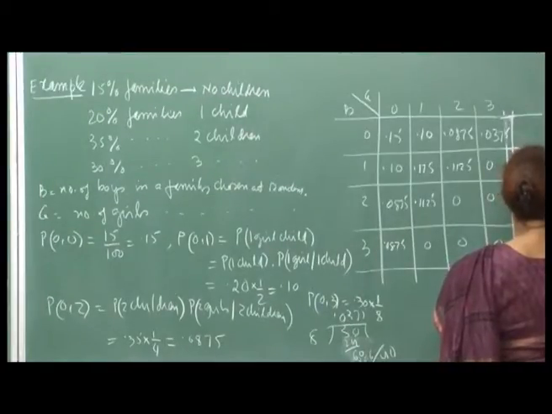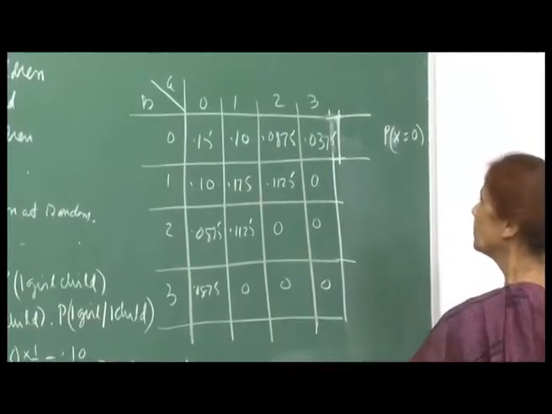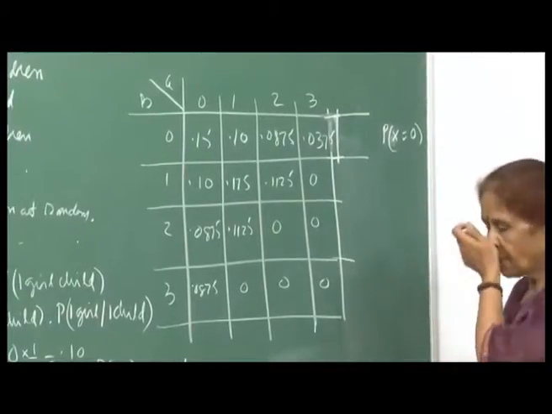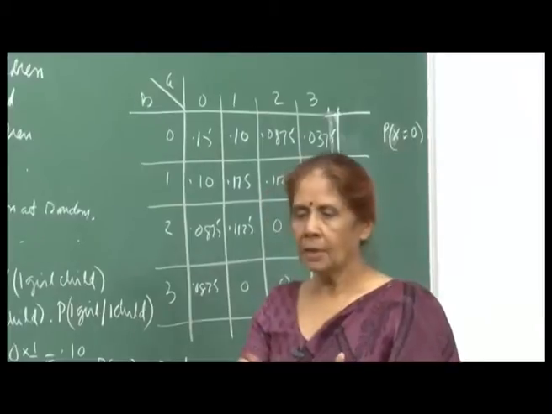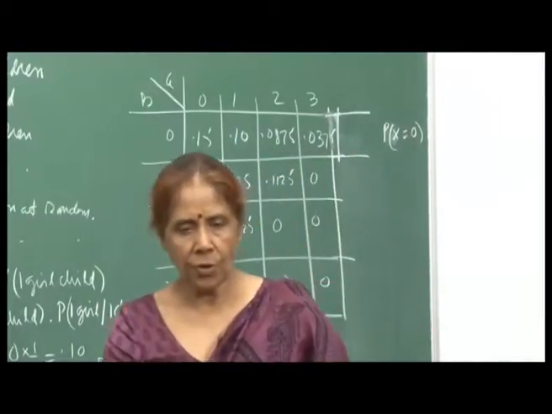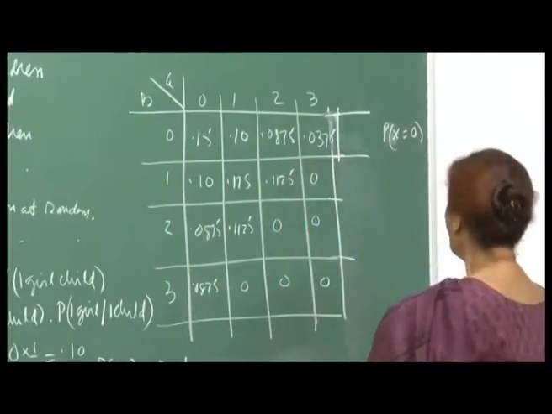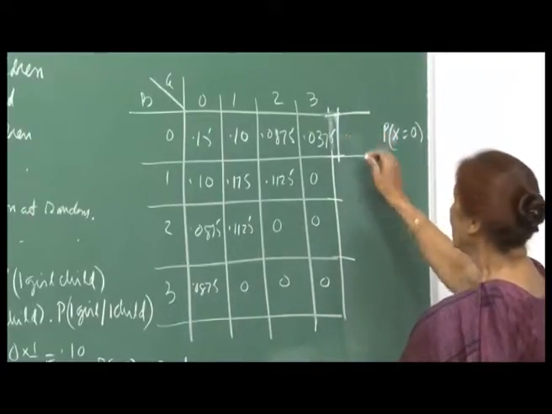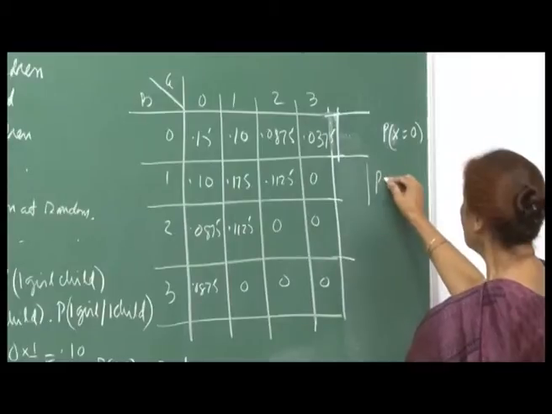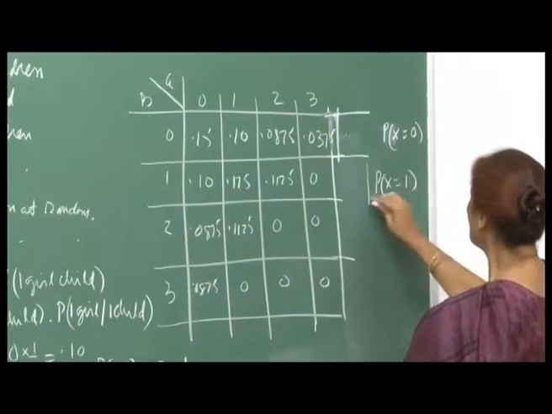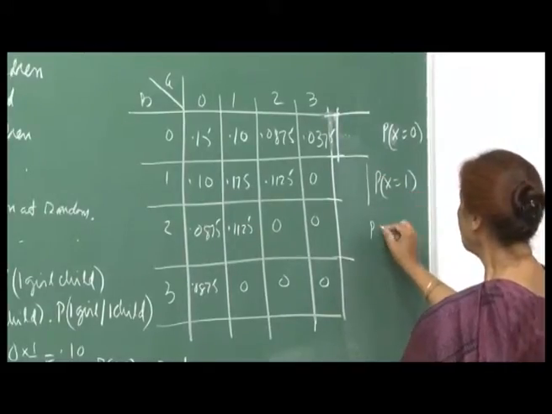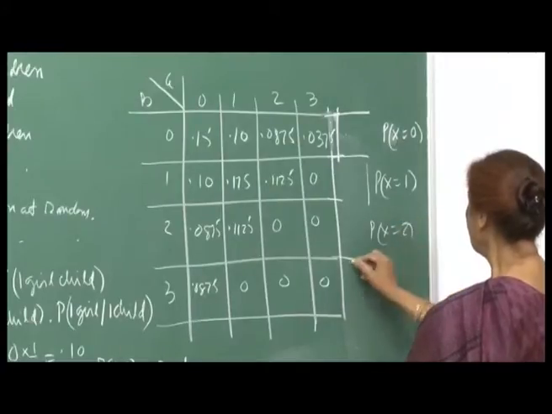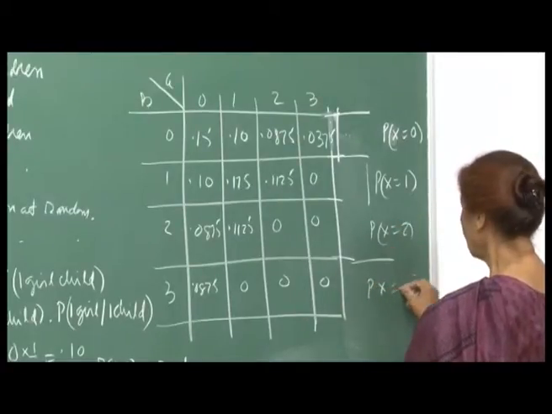When you add up these numbers, this will be the probability that x is 0. So, that means when you pick up a family at random from the community, there are no boys in that family. So, that number will come out to be this, you can add it up. Similarly, this will give you the probability that x is equal to 1, that means one boy in the family, probability x equal to 2, and this will be probability x equal to 3.